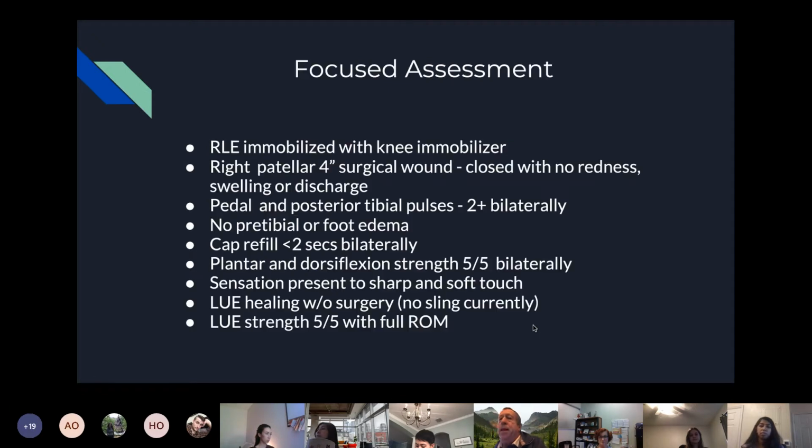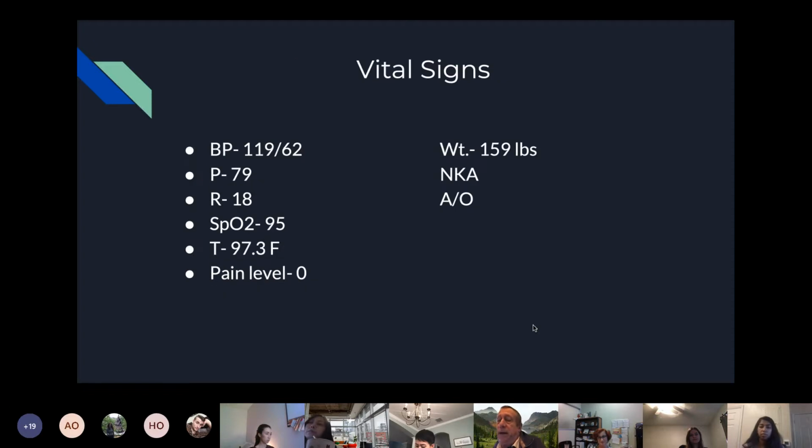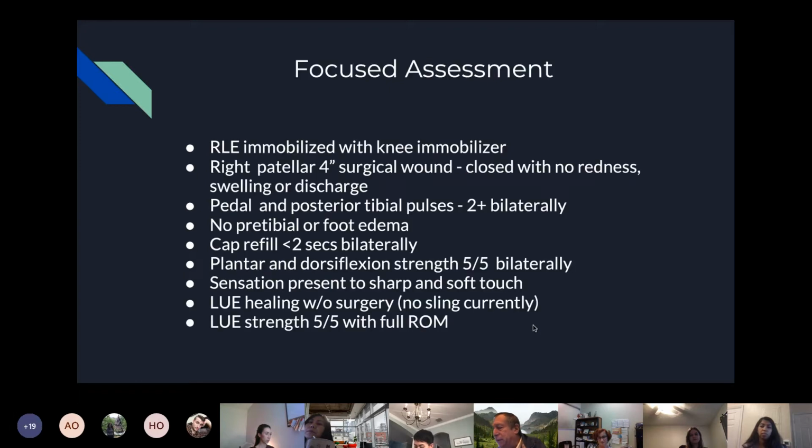Next slide. So from the vitals assessed, also the labs were basically unremarkable too. I didn't write them down, but there was nothing really remarkable. Slightly increased glucose. Localized assessment, or focused assessment: I looked at her right lower extremity first, and it was immobilized with a knee immobilizer. Evidently, the one the doc or the physical therapy put on her was insufficient, so she ordered one online, and was very happy with it.